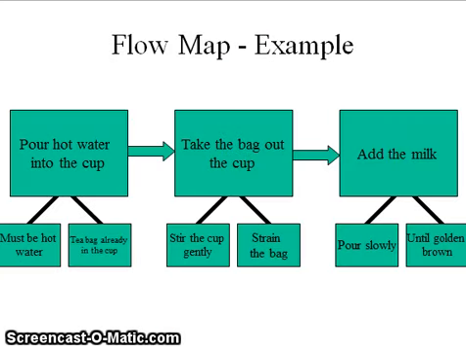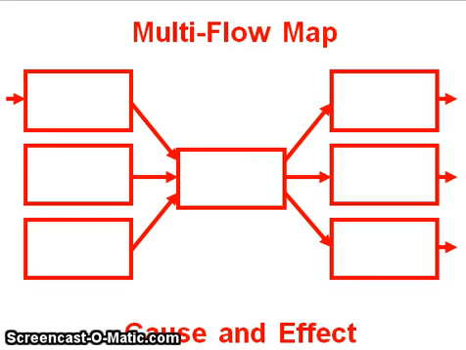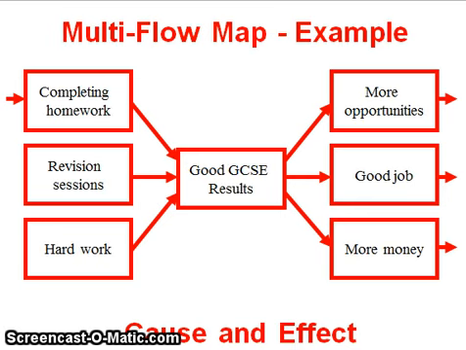These two small boxes underneath can add detail. So here we have the example of making a cup of tea. The multi-flow map is particularly popular with historians, humanities teachers, geographers, and it essentially is about illustrating cause and effect of a central event. So the event goes in the middle, causes on the left-hand side of the map, and effects on the right-hand side of the map. So here's our non-subject specific example of getting good GCSE results.